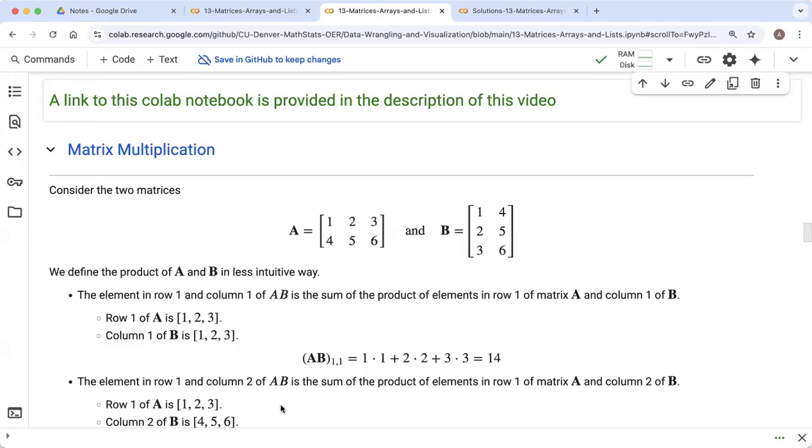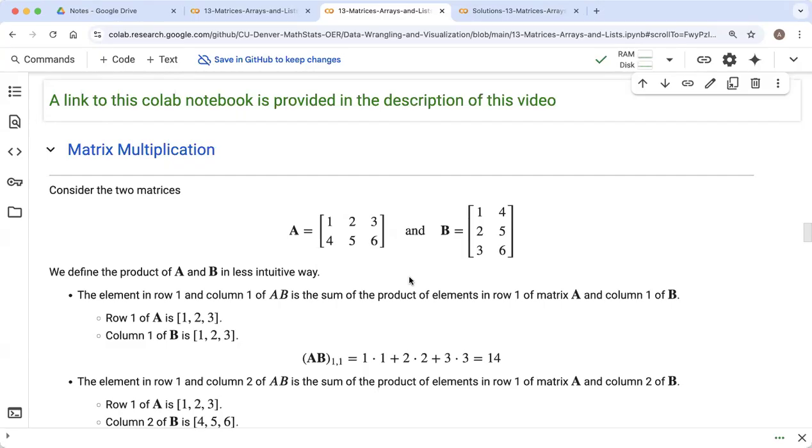Matrix A is a 2 by 3 matrix, first row 1, 2, 3, second row 4, 5, 6. And matrix B is a 3 by 2 matrix. It has 3 rows and 2 columns. The first row is 1, 4. The second row is 2, 5. The third row is 3, 6.